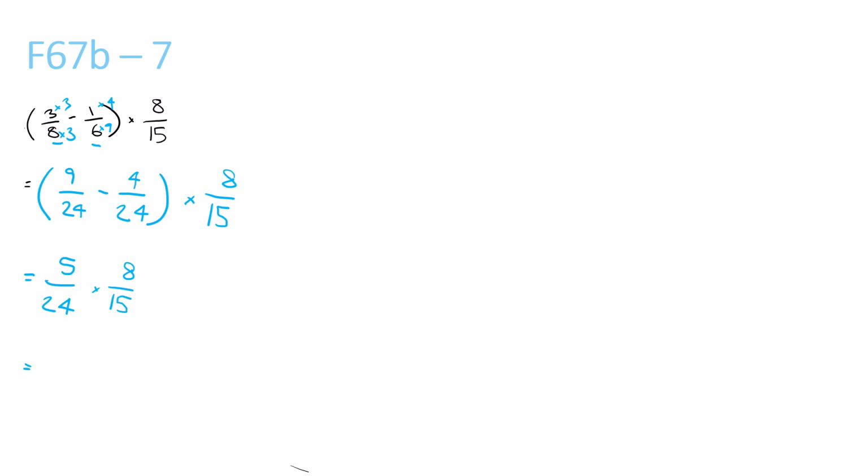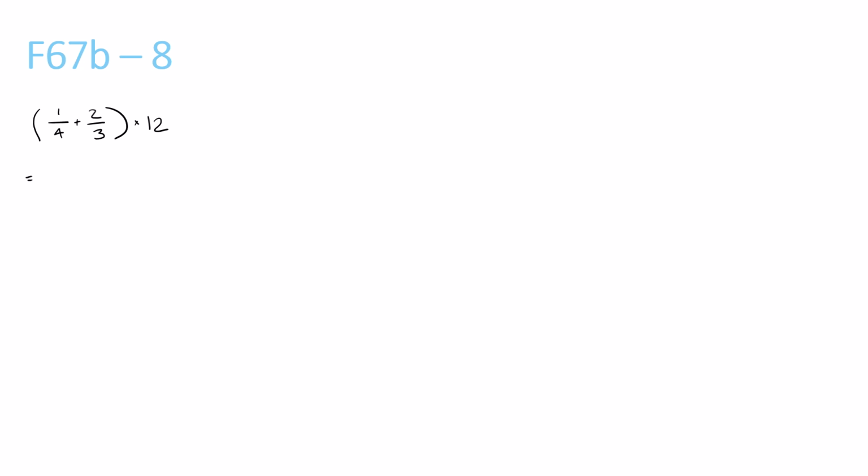Now you do cross multiplication. 5 can go into 5 once. 5 goes into 15 3 times. 8 goes into 8 once. And 8 goes into 24 3 times. So you get 1 times 1, which is 1 over 3 times 3, 9.